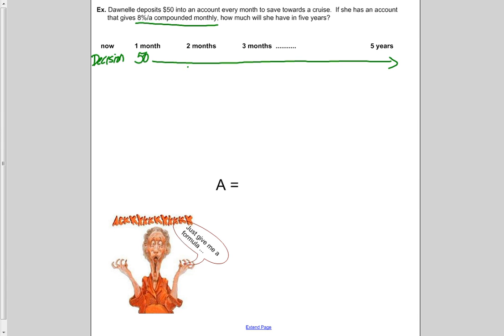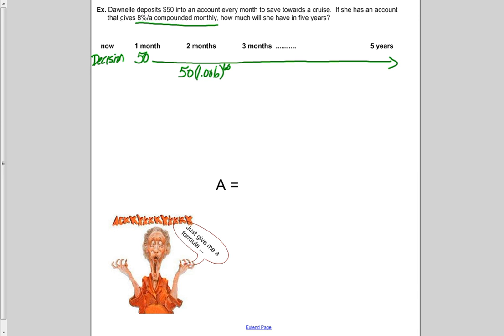What it will earn is $50 times 1.08. Oh, it's compounded monthly, so we've got to change our i value. 1.006 repeating to the power of 5 years monthly would be 60. So that one's going to earn a lot of interest.